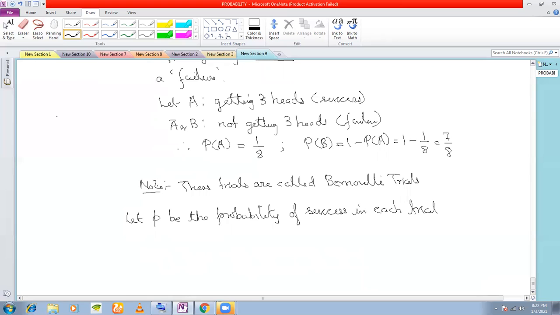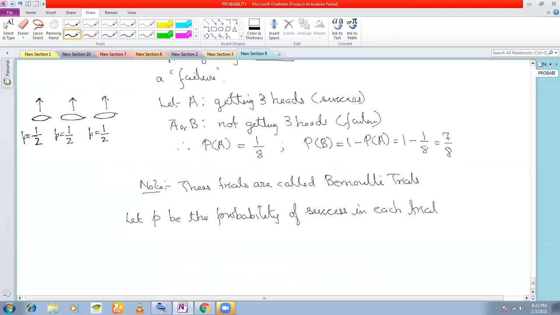Understand. Suppose there are three coins I am tossing. In this, I can get a head or a tail. If I consider the appearance of head as success, what is the probability of appearance of head here? Half. What is the probability of occurrence here? Half. Half, half. So P is the probability of occurrence here.